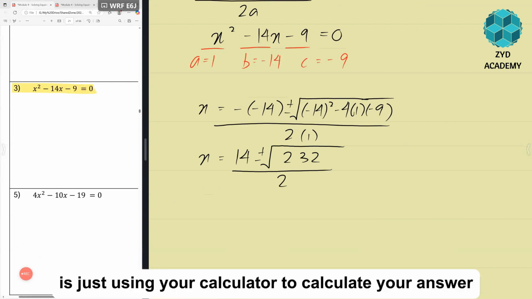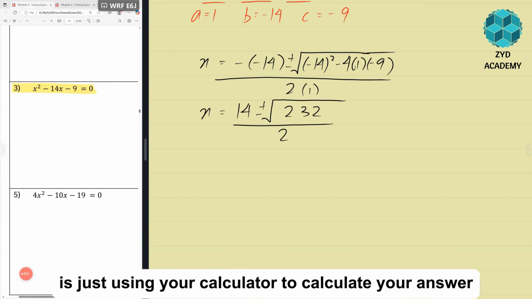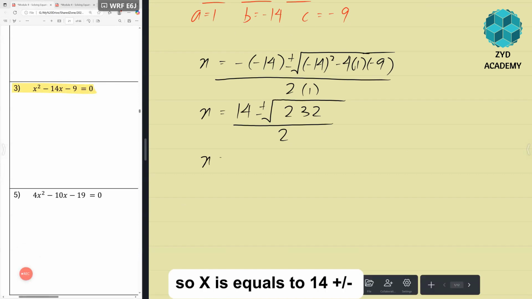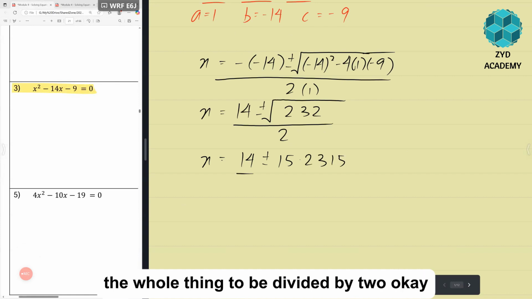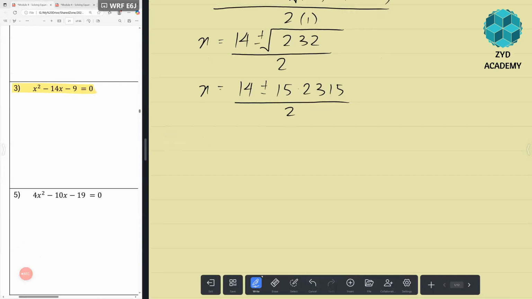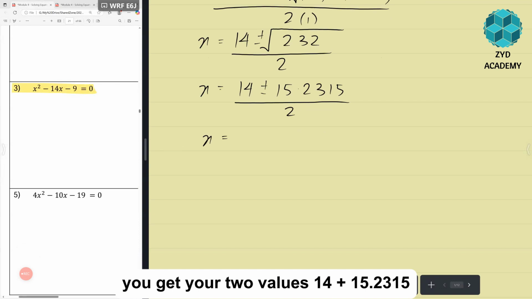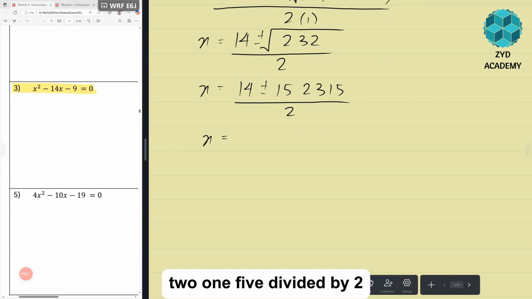What happens next is just using your calculator to calculate your answer. So x equals 14 plus minus the square root of 232, which is 15.2315. The whole thing to be divided by 2. Okay, so lastly, x equals, you get your two values: 14 plus 15.2315 divided by 2, and 14 minus 15.2315 divided by 2.